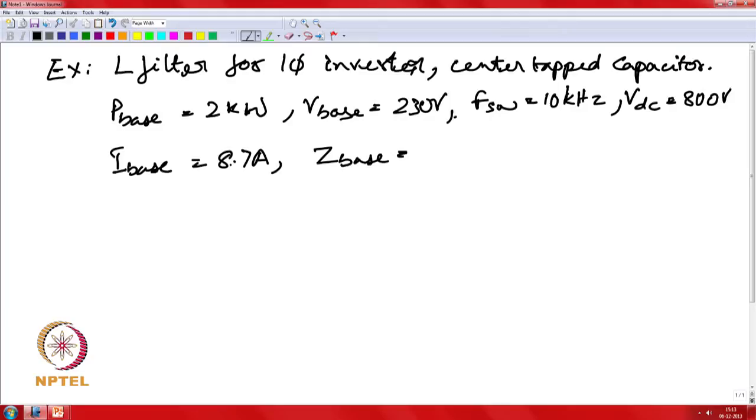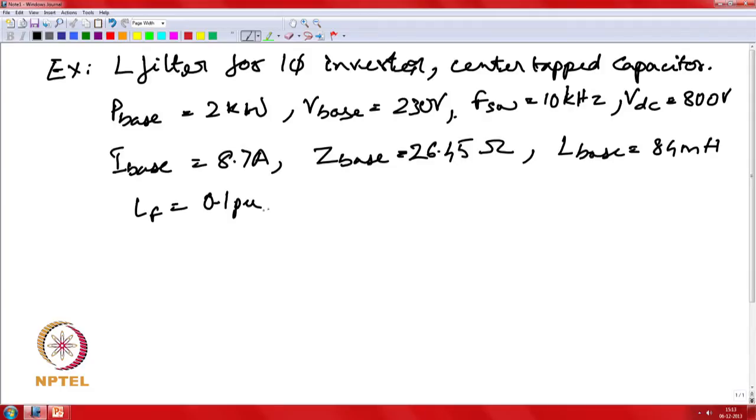Z base is V base by I base, so this is 26.45 ohms, and L base is Z base divided by omega, 2 pi times 50, so that would be 84 millihenry. So when one talks about a 10% inductance, you are talking about LF to be 0.1 per unit. So this would correspond to 8.4 millihenry.